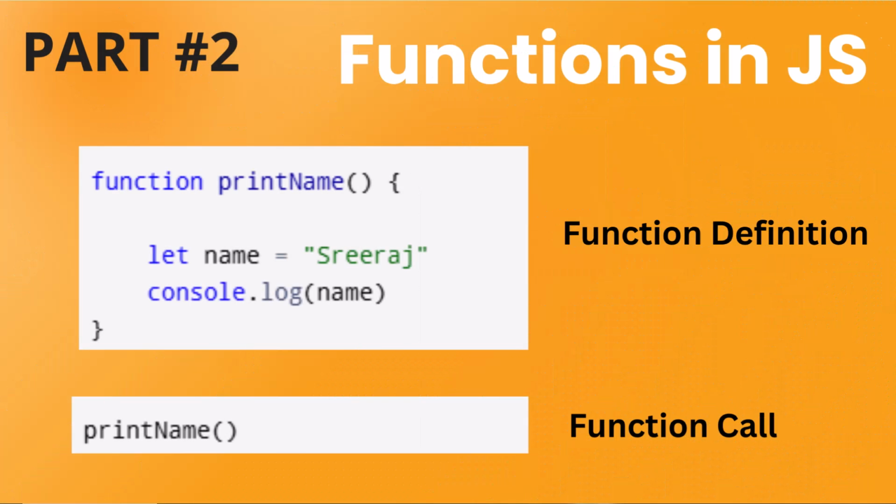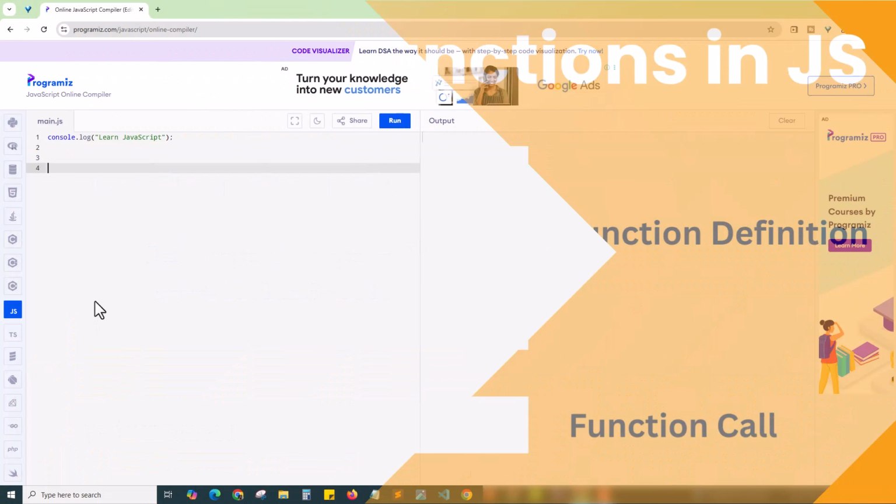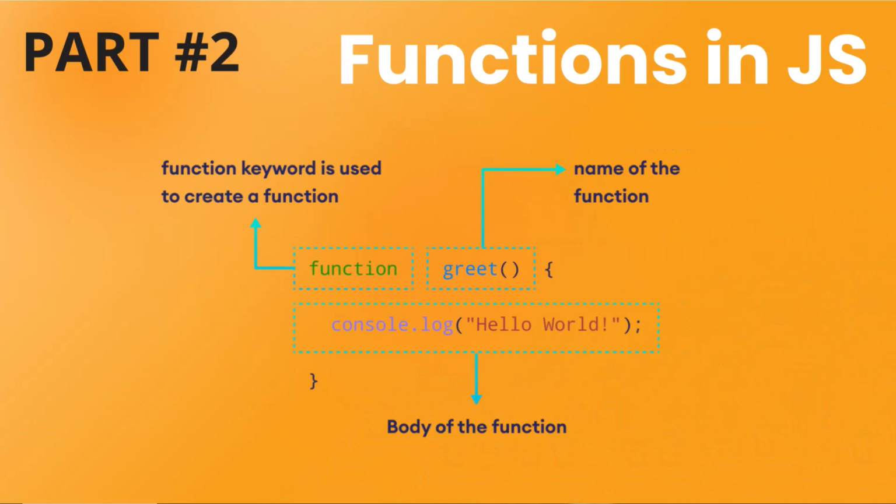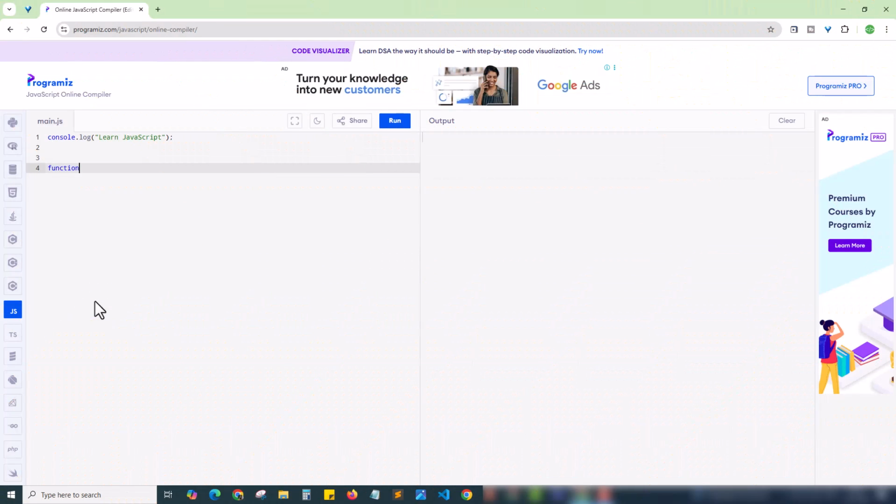A function basically has two things: a function definition and a function call. In modern JavaScript, a function can be written in many ways, but here we are going to look at one way. We need the function keyword to write a function. This is a keyword, which is why it's indicated in blue color, like console, var, let, const that we saw in the previous video. Function is another reserved keyword in JavaScript.